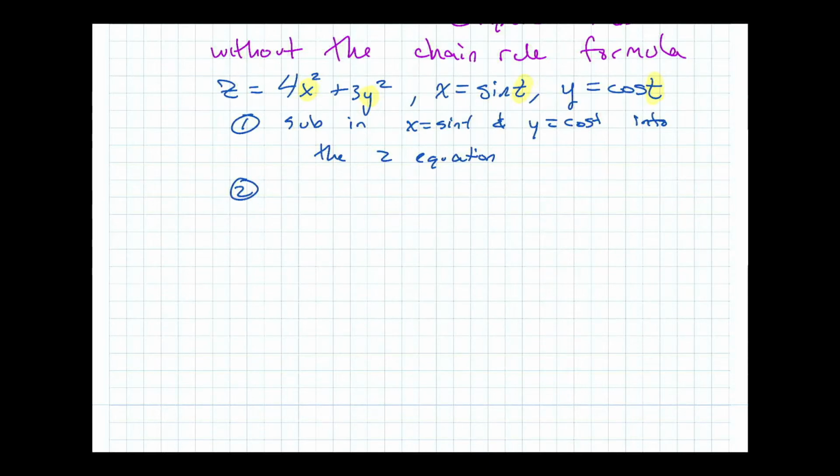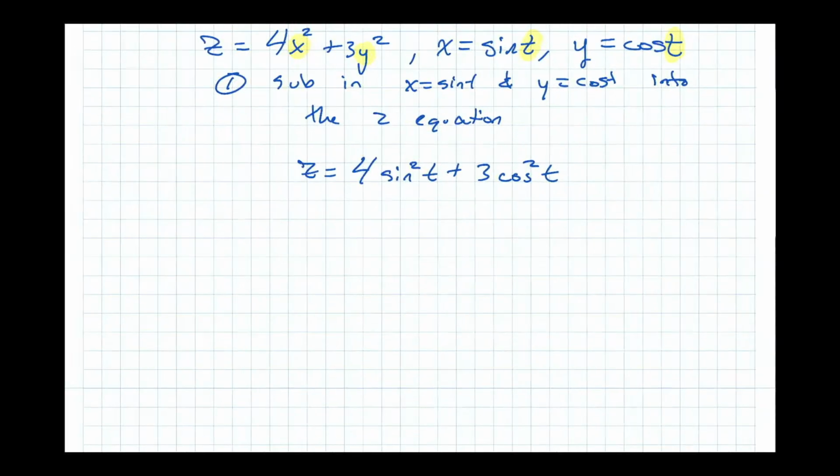Okay, so you get z equals 4x squared, but x is sine t. So, sine squared t, plus 3y squared, but y is cosine t. So you have cosine squared t, like that. And then you could actually just calculate the derivative directly. You could actually just find dz dt.